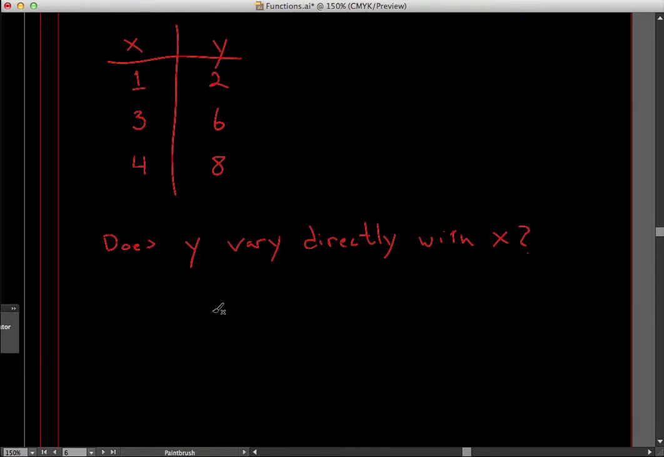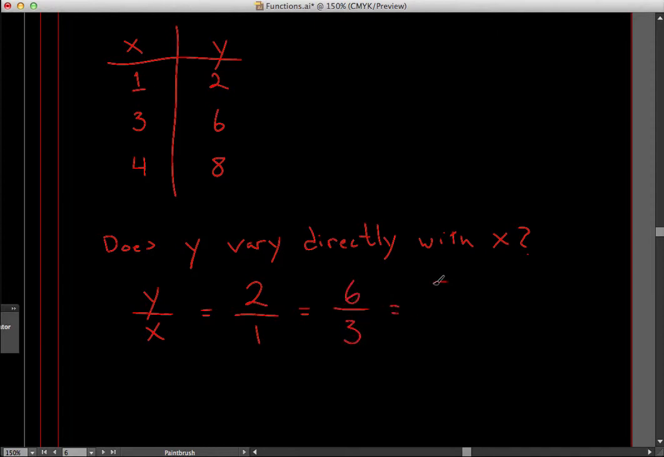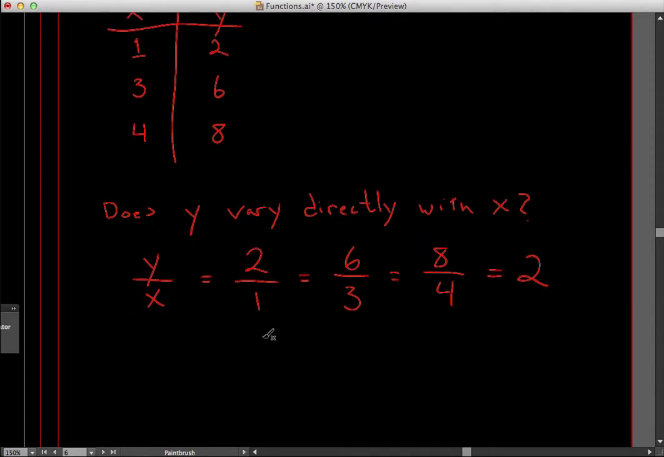But if it was a little bit more complicated than this, the easiest way to determine direct variation, or to figure out the constant of variation, is by dividing y over x. So y divided by x, or 2 over 1, or 6 over 3, or 8 over 4. These are all equal to 2, which is our constant of variation, which will give us our function rule, which is y equals 2x. Okay.